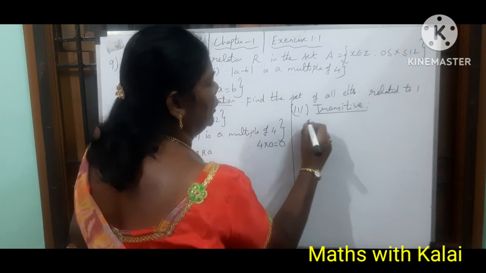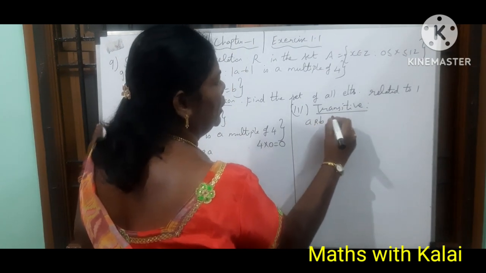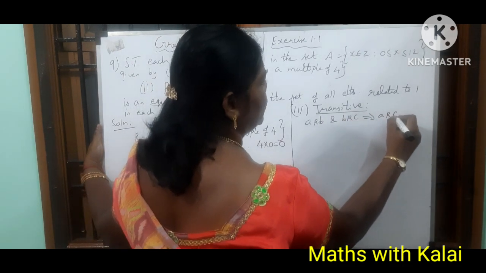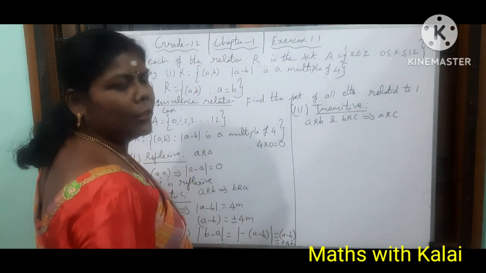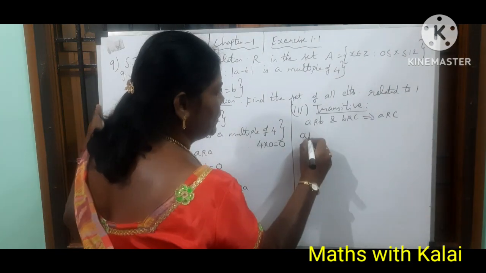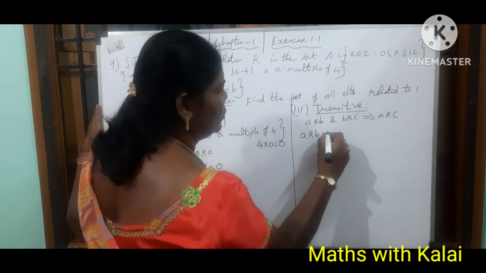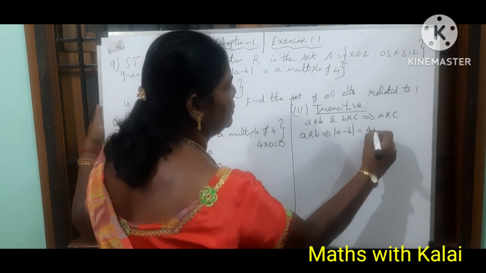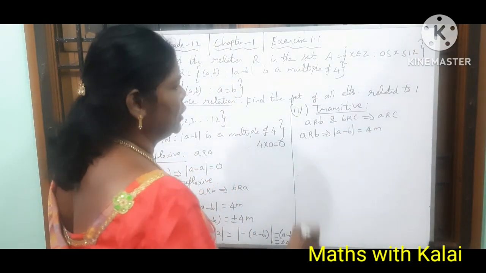To check for this, the actual definition: if A is related to B and B is related to C, then A must relate to C. We have to check whether the first and third elements are related. As per our assumption, if A is related to B, then modulus of A minus B should be a multiple of 4. So we are writing it as 4m.